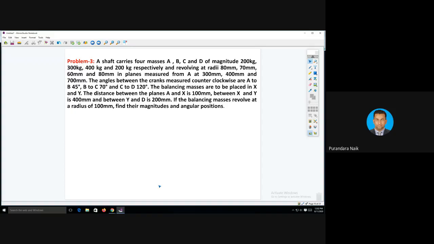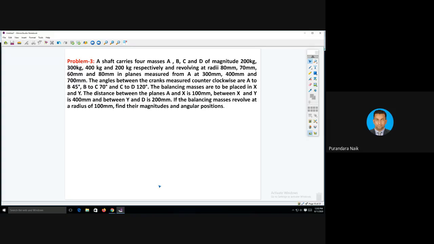The distance between the planes A and X is 100 millimeter, between X and Y is 400 millimeter, and between Y and D is 200 millimeter. So the distances of the X and Y planes with respect to A and with respect to each other are given, that is 400 millimeter and 200 millimeter. Find the balancing masses. Here there are two balancing masses. One is rotating on the X plane and another one is rotating on the Y plane.